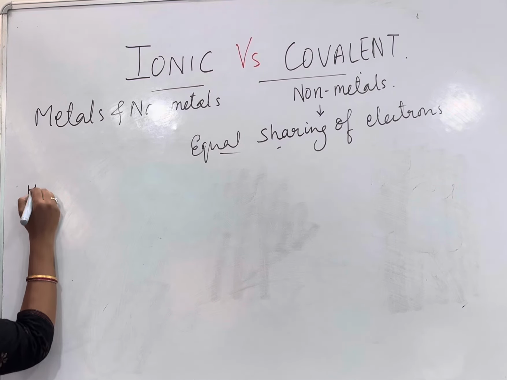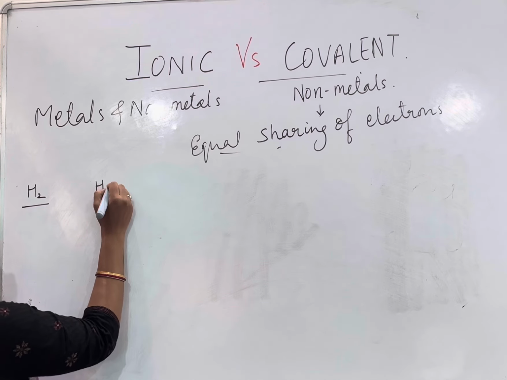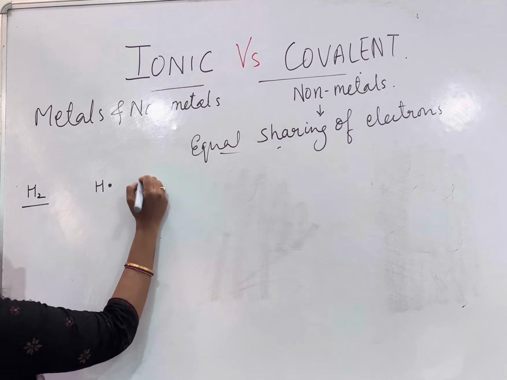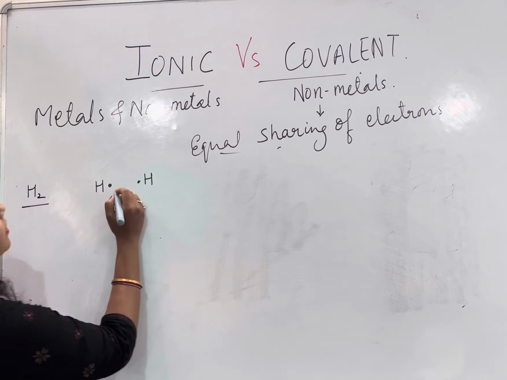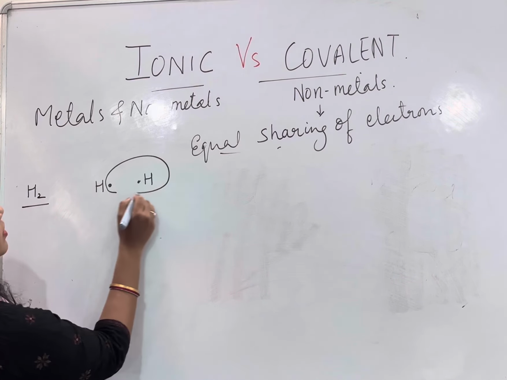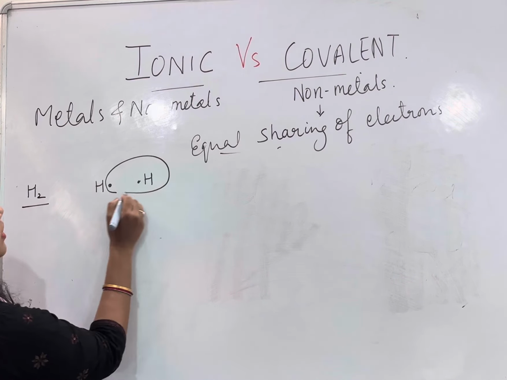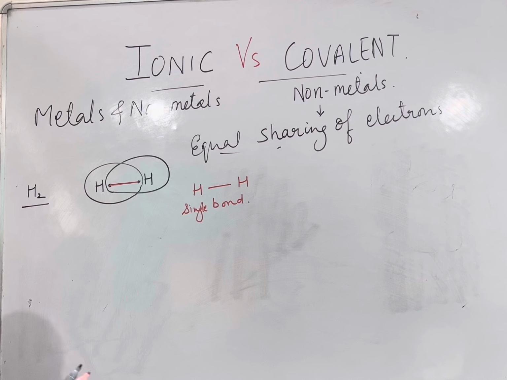So we know that hydrogen is having atomic number 1, it has only 1 electron. If we take another hydrogen atom, it is also having 1 electron. So they want to complete their duplex. What it will do? This hydrogen will share 1 electron with this hydrogen and this hydrogen will share 1 electron with this hydrogen. By this, they will form a covalent bond between them. So we can see there is a single bond existing between 2 hydrogen atoms. Okay, I hope you are getting.